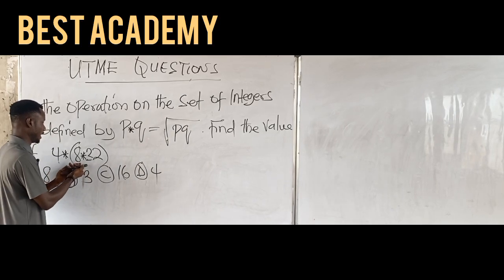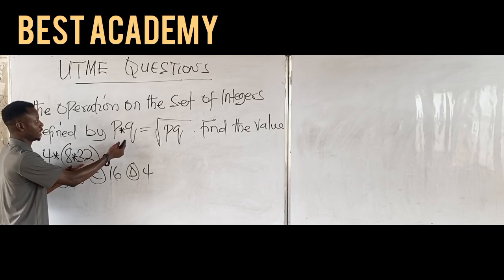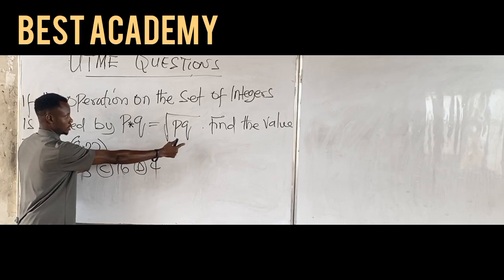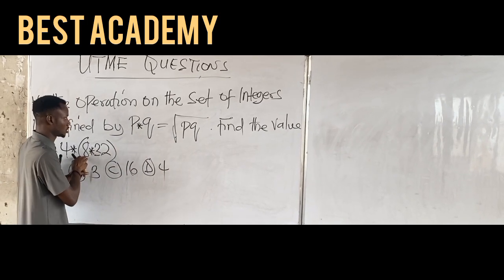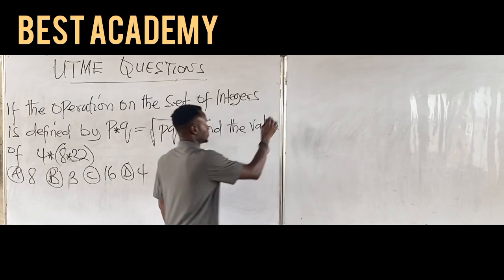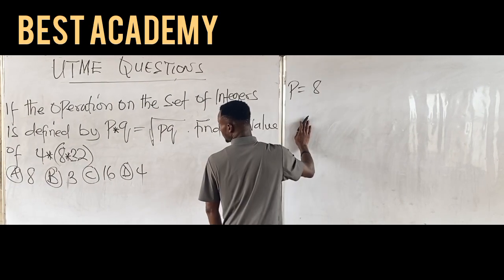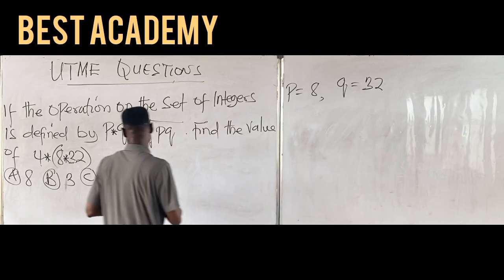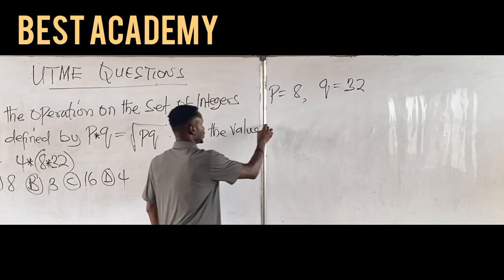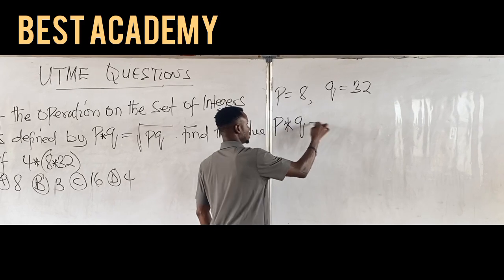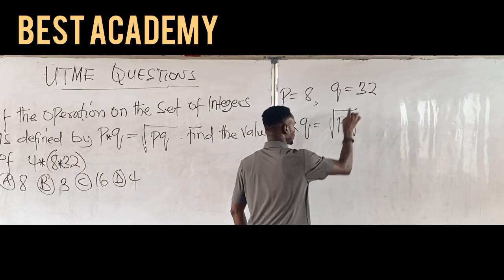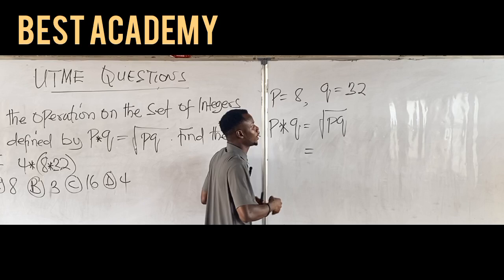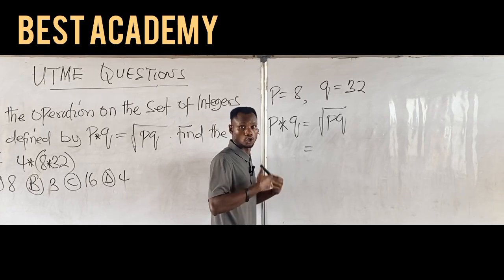Now I'm going to solve this 8 asterisk 32 here. That means if you compare this guy, which of them deals with asterisk here is this guy here. This one here is the evaluating part. Okay, so it means that inside the bracket P is said to be 8. What again? Q. What is my Q? 32. That means I have to evaluate this guy first. So you remember that P asterisk Q is equal to square root of PQ. Okay, so our left hand side is used to get our values, while our right hand side is used to evaluate.